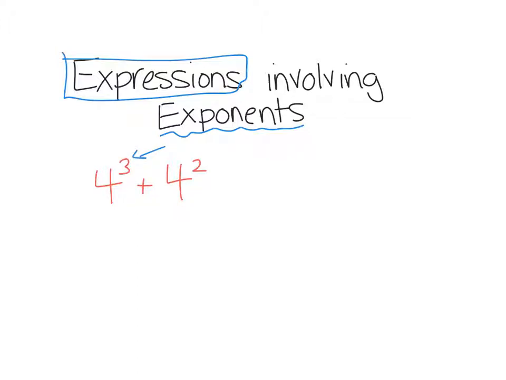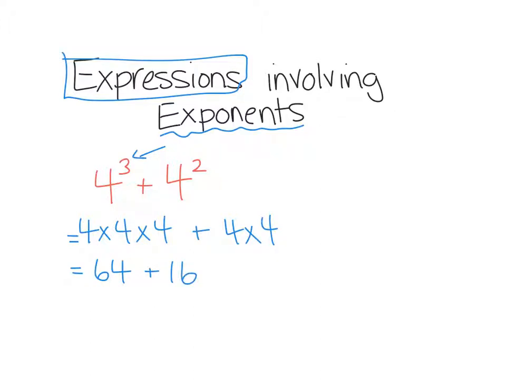Those little exponents tell us how many times to multiply the base. So here we have 4 to the power of 3. That means 4 times 4 times 4. Plus, we have 4 squared. That means 4 times 4. So we're just going to go ahead and evaluate that. 4 times 4 times 4 is 64, and 4 times 4 is 16. And then we just add those numbers together and we get 80. So this is how you evaluate stuff with exponents.